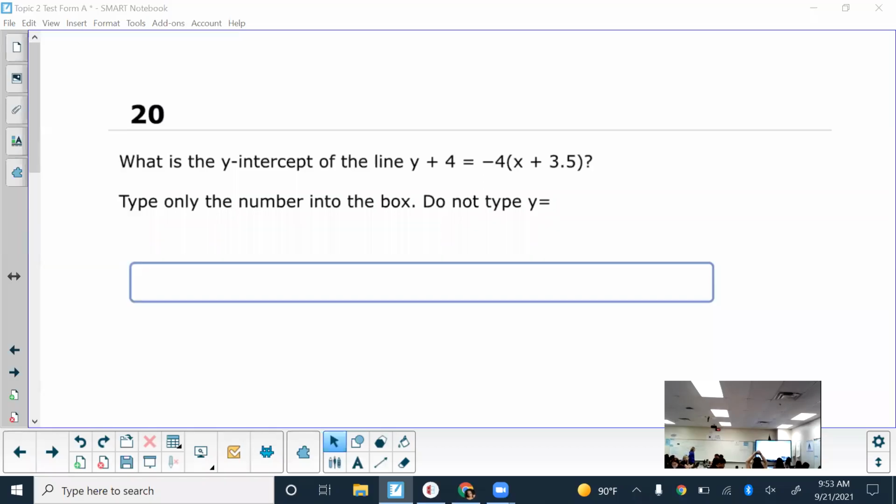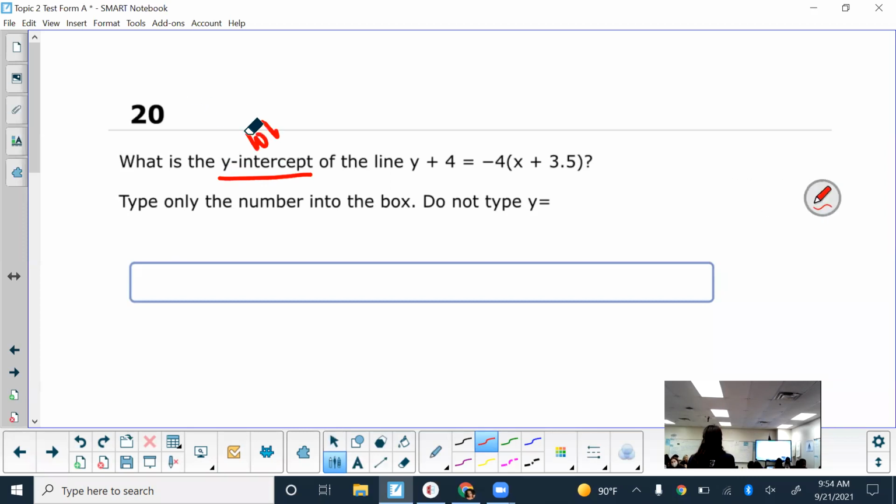All right. So number 20, what is the y-intercept of the line? And it's in point slope form. It really doesn't matter what form it is because you just need to know what the definition of y-intercept is. And what's that definition? When x equals 0, right? So knowing that definition, it doesn't matter what form this equation is in. It's in point slope form, by the way, but it doesn't matter.